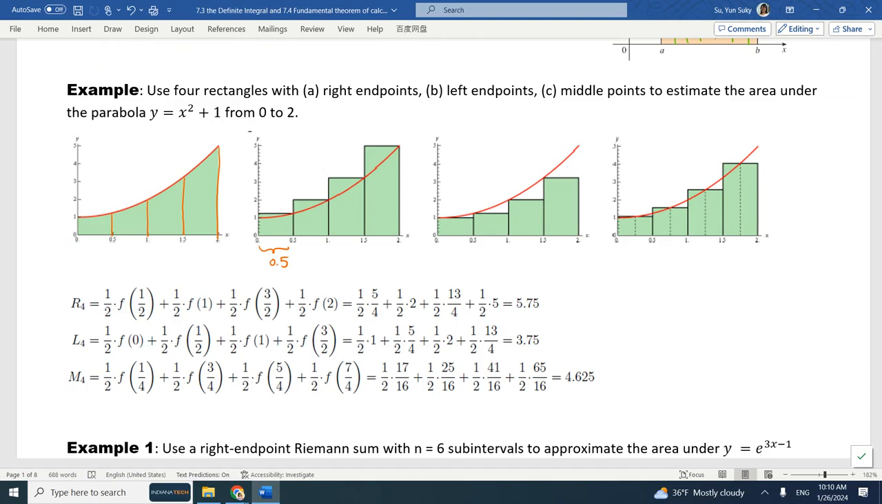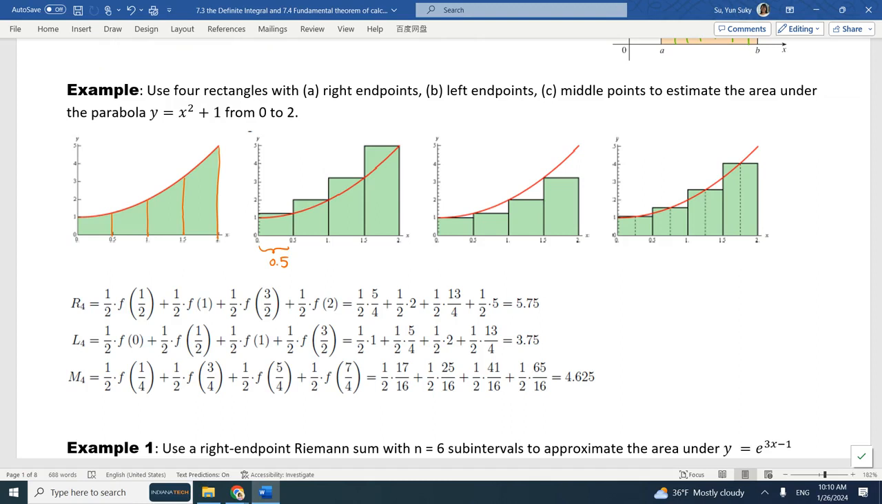Okay, so here we have f of 0, right? So 0.5 times f of 0. The second rectangle, 0.5 times f of 0.5, right? And the next one, 0.5 times f of 1. Next one, 0.5 times f of 1.5. That's why our answer is 3.75.